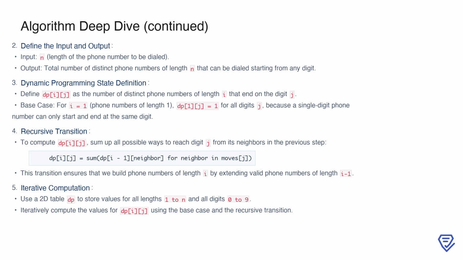For the base case, if the phone number length is 1, there is exactly one way to end on any digit, so dp[1][j] equals 1 for all digits. Next, we define a recursive transition. To compute dp[i][j], we sum up all the ways to reach digit j from its neighbors in the previous step. Specifically, dp[i][j] equals the sum of dp[i-1][neighbor] for neighbor in moves[j]. Using this transition, we can iteratively calculate the values of dp for all lengths from 1 to n and all digits from 0 to 9.